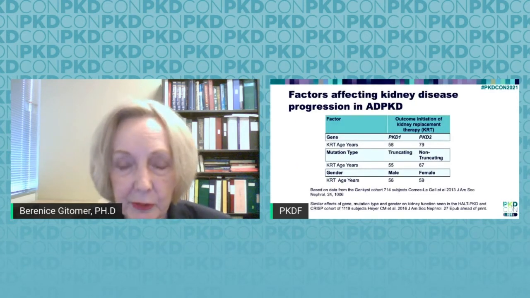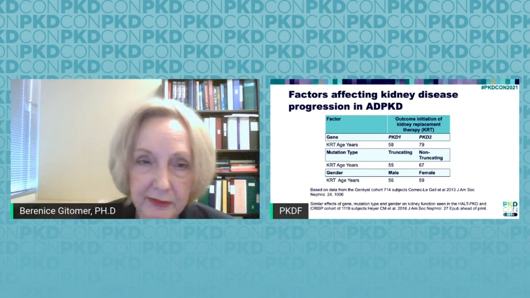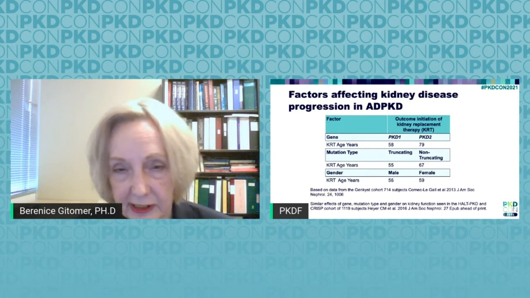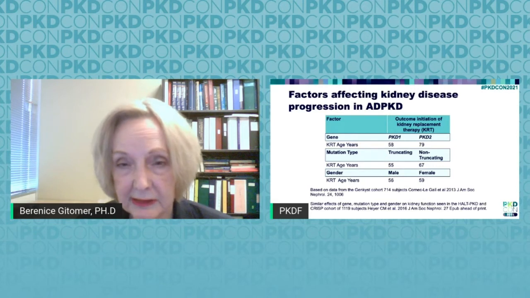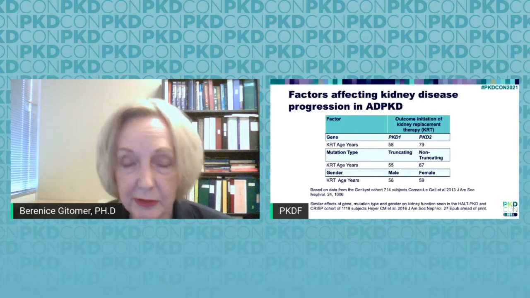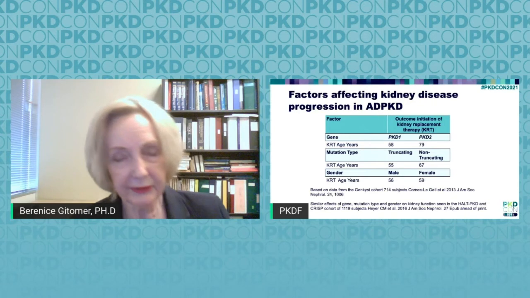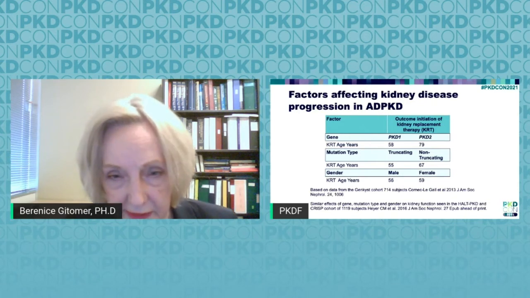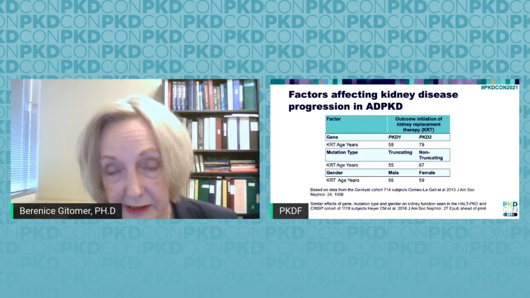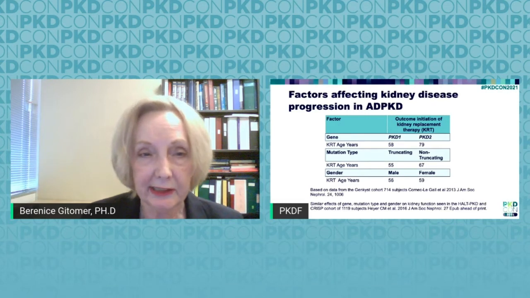So some of these causes of earlier development or loss of kidney function can be due to PKD1 being more severe compared to PKD2. Truncating mutations typically have a more severe effect, and other things that affect this can be gender, male versus female. Next slide, please.